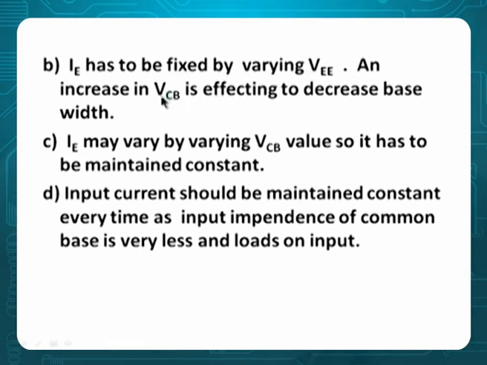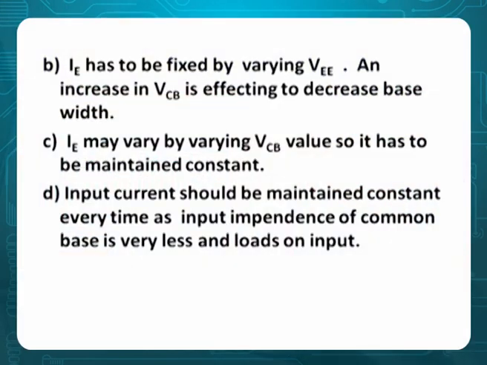An increase in VCB affects and decreases the base width. IE may be changing all the time because of VCB. That's the early effect. As the output voltage is changing, the input is also changing. That's why there is every chance that IE is fluctuating. So for every reading, you need to ensure that the input current is maintained constant. That is the meaning of maintaining IE. If you don't maintain it, the characteristics will not come.